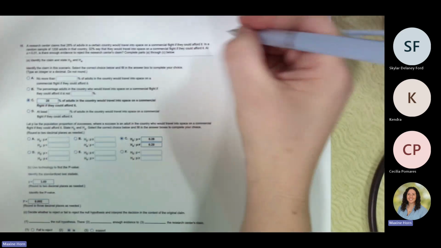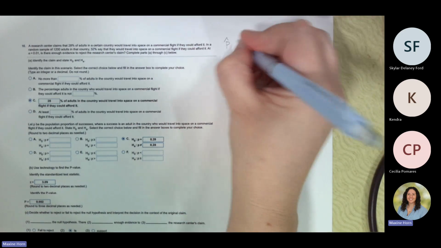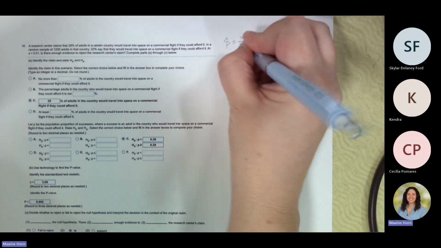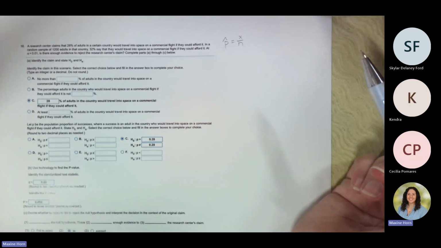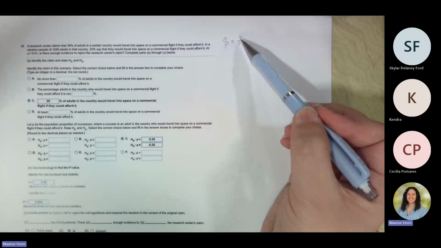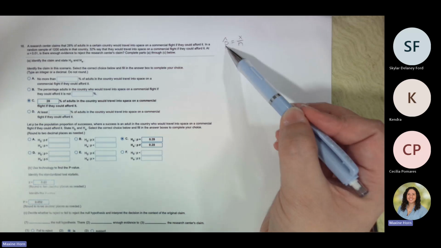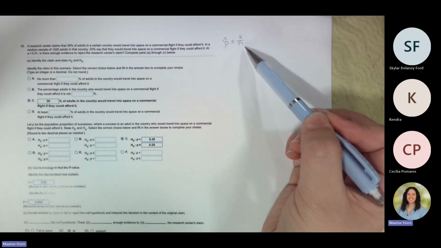Okay, number 16. So now we're dealing with proportions, okay? So a couple things for proportions. Remember that your p hat is equal to your x over your n. Sometimes you're just given your p hat directly. Sometimes you're given your x and your n individually, but you want to make sure that your sample proportion is your x over your n.